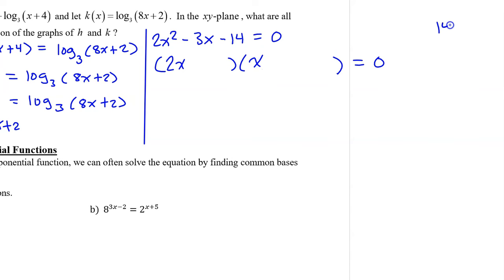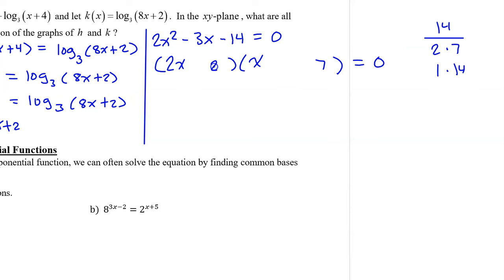14 is either going to factor as 2 times 7 or 1 times 14. Let's start with the 2 times 7. So either I'm going to put a 2 here and a 7 here, or the other way around. Here's a little shortcut. If there was no common factor in the original trinomial, there will be no common factor in either set of parentheses.